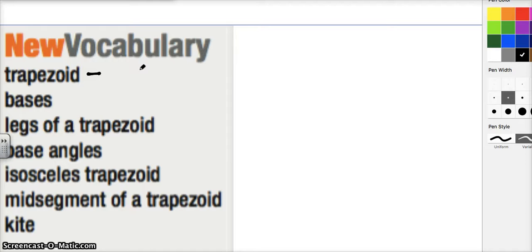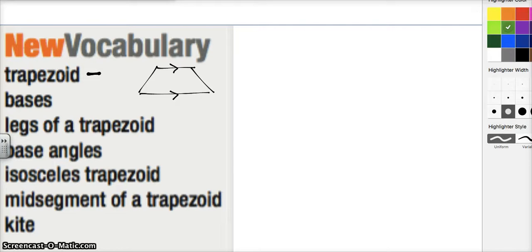We discussed a trapezoid last time we were together, looking at our family tree of quadrilaterals. A trapezoid is a four-sided figure, a quadrilateral, such that it has exactly one pair of parallel sides. Only one pair of the sides are parallel. These sides are actually called the bases. This whole thing that I'm highlighting in green is a trapezoid.